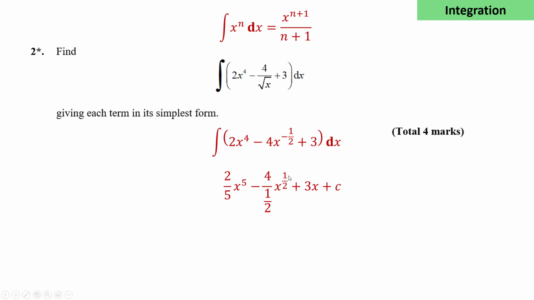And then 3 becomes 3x to the 1, divided by 1, and we add a constant of integration, c. Simplifying those terms, we get 2 fifths x to the fifth minus 8 root x plus 3x plus c.